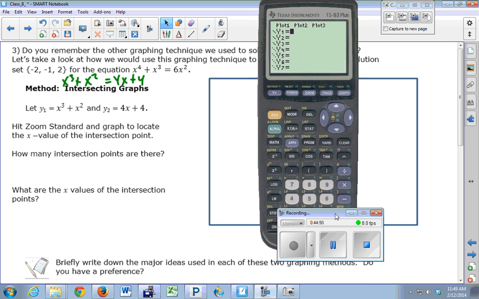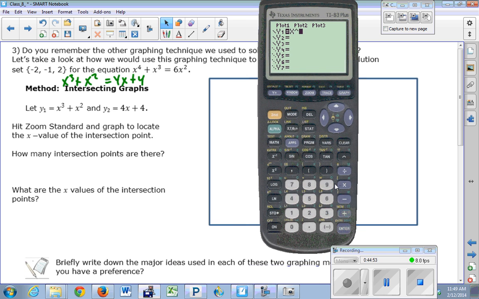So we put in x cubed plus x squared. And then we put the second part of the equation, the right-hand side, as y2. So we say 4x plus 4. So let's hit zoom standard and graph to locate the x value of the intersection. So now we're going to get two different graphs, and we're finding the common solution, the two places where they intersect. So we'll hit zoom standard.